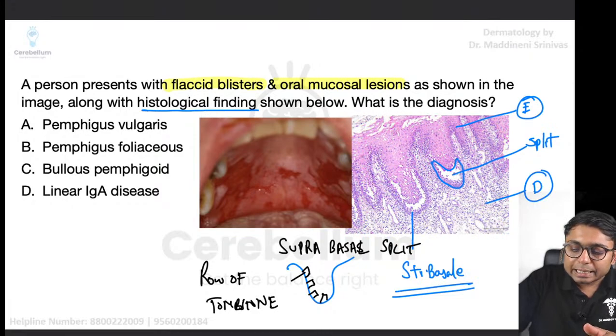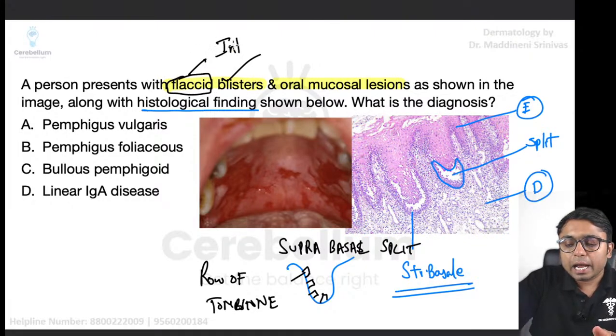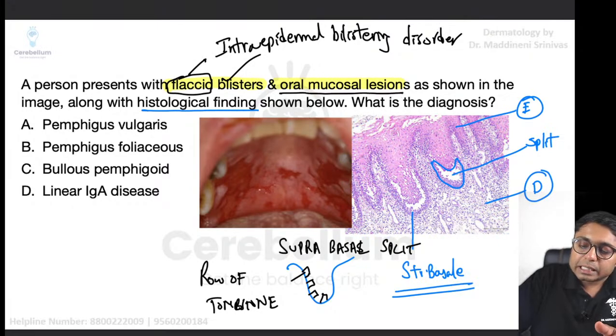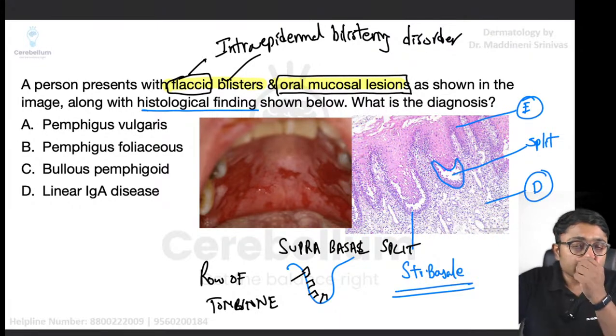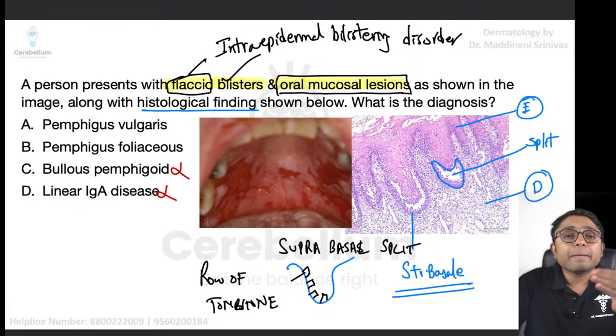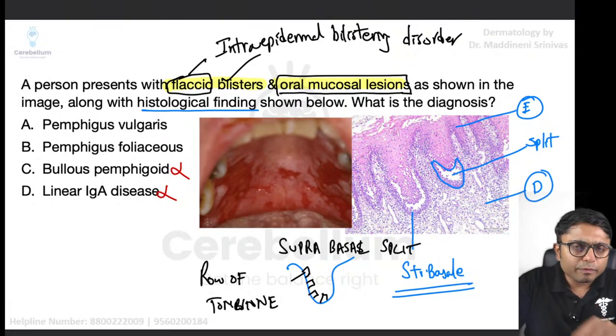And if you look at the question, it says flaccid blisters are present. Flaccid blisters, wherever you see, simply mean intraepidermal blistering disorder. And of course, oral mucosal lesions are given so that you can differentiate two intraepidermal blistering disorders mentioned in the options. So option C and option D are straight away ruled out. Why? Because they are subepidermal blistering disorders. So we are left with Pemphigus vulgaris and foliaceus.